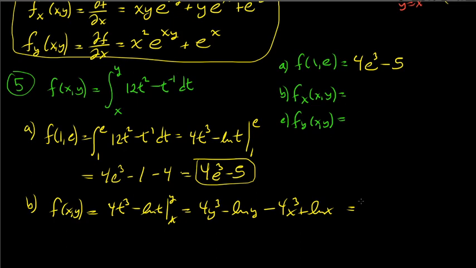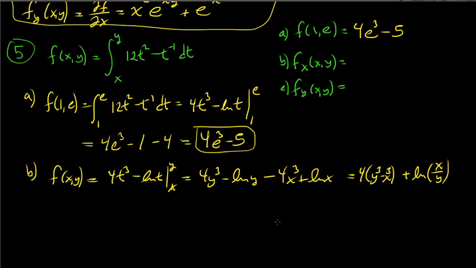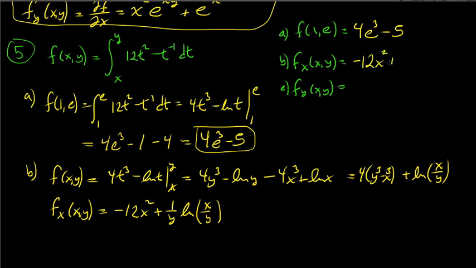And we can write this many ways. This is 4 times y cubed minus x cubed plus log of x divided by y. Right? Now take the partial with respect to x. And you just get negative 12x squared plus, and then by the chain rule, I think we get a 1 over y times the natural log of x over y still. Okay, so I think that's right.